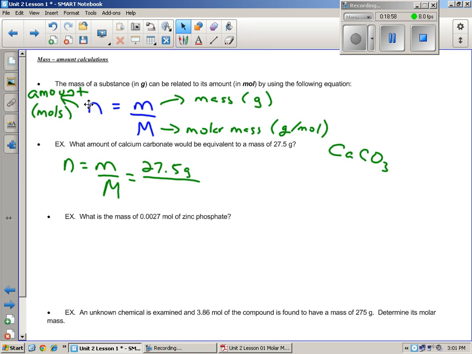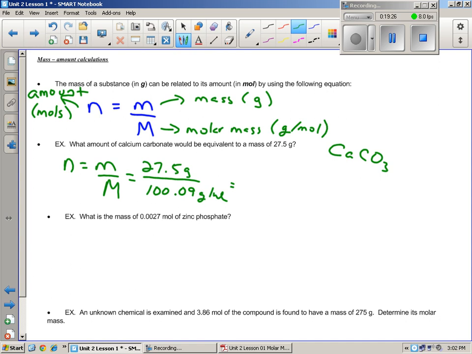Calcium carbonate. Calcium's what? 40.08, I think. Carbon's 12.01, and 3 oxygen, so that's 48, so 100.09 grams per mole. And when we divide those two, I did 2 plus, 2 minus, and reduce. Yeah, and reduce.